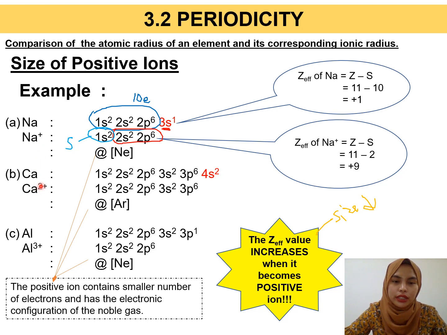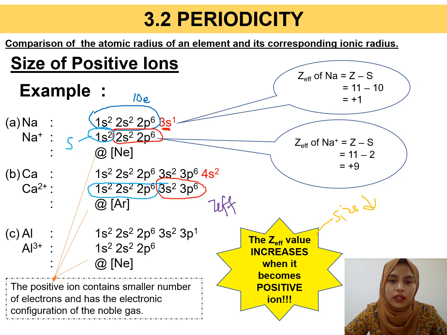Same goes for calcium. Calcium has valence electrons in 4s2, it is in the second group. Metal groups are usually cations because they are happy to remove electrons. So when it removes these, it becomes 3s2 3p6. Therefore, this will be the valence electron and this will be the inner electrons. So for calcium, when it becomes a positive ion it is the same: the Zeff for calcium 2 plus will be higher compared to the Zeff for the neutral calcium atom.